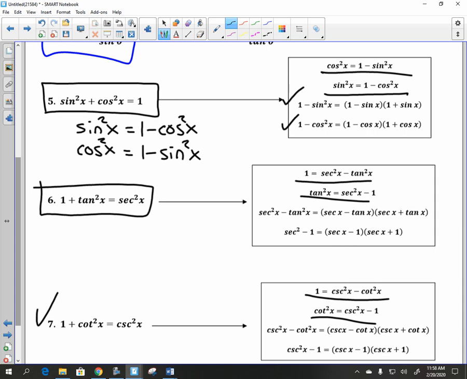Anytime from this time forward, I say, what is sine squared plus cosine squared? You will say 1. And anytime I say 1 minus sine squared, you will say cosine squared. Anytime I say 1 minus cosine squared, you will say sine squared.